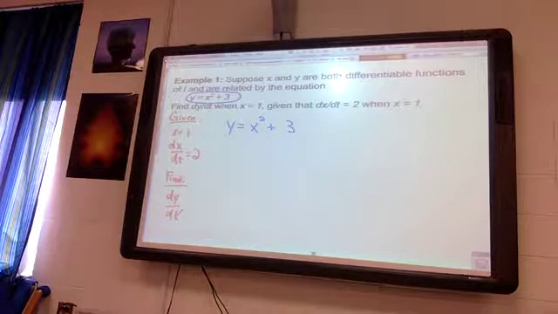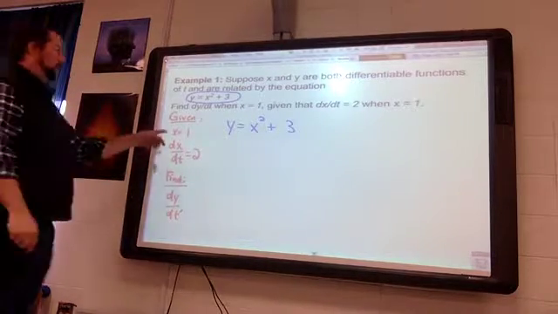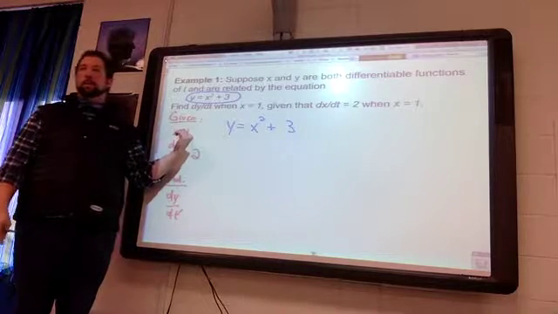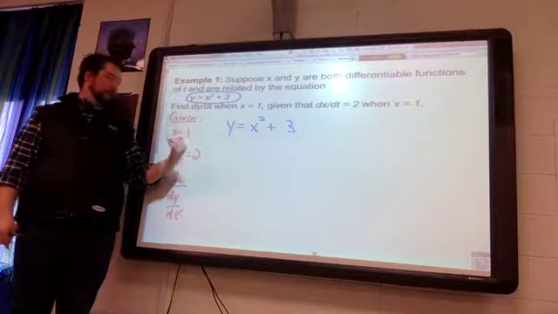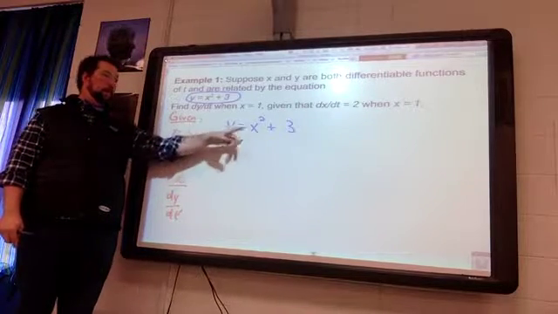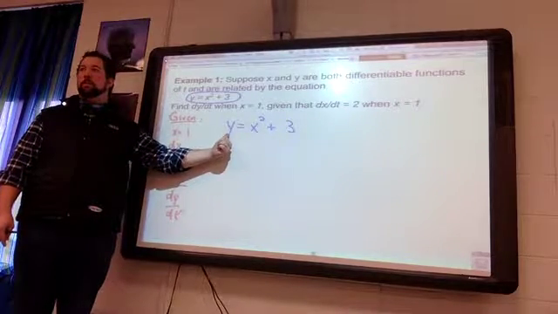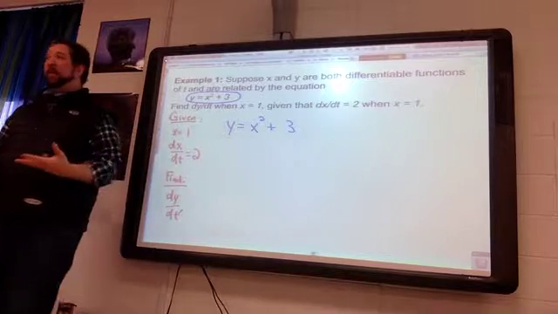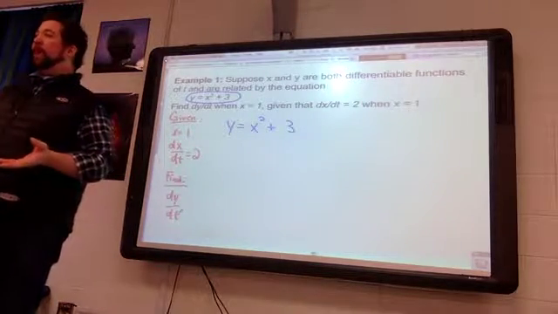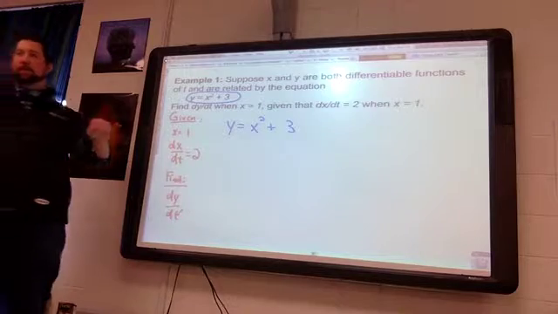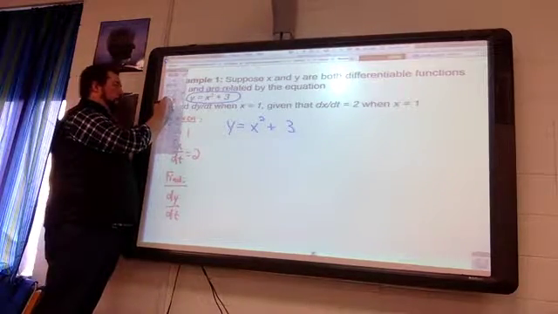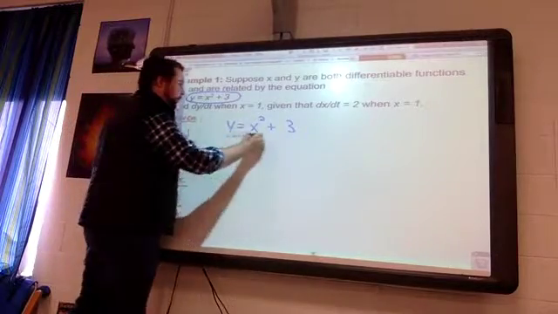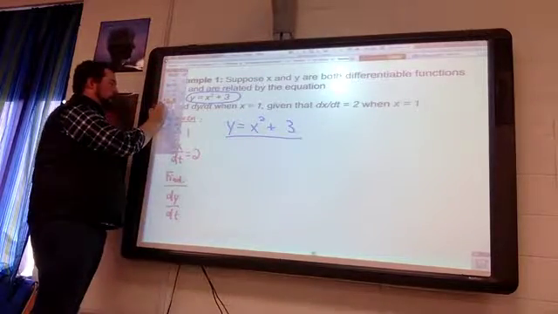Now, even though they just gave you x is equal to 1, sometimes it might be beneficial to figure out what y would be at that time as well, which you could easily find by plugging in. If I plug 1 in, what's y? 4. I don't think we need it on this one, but sometimes you might. Sometimes it's not given to you, but you can find it by plugging it in.